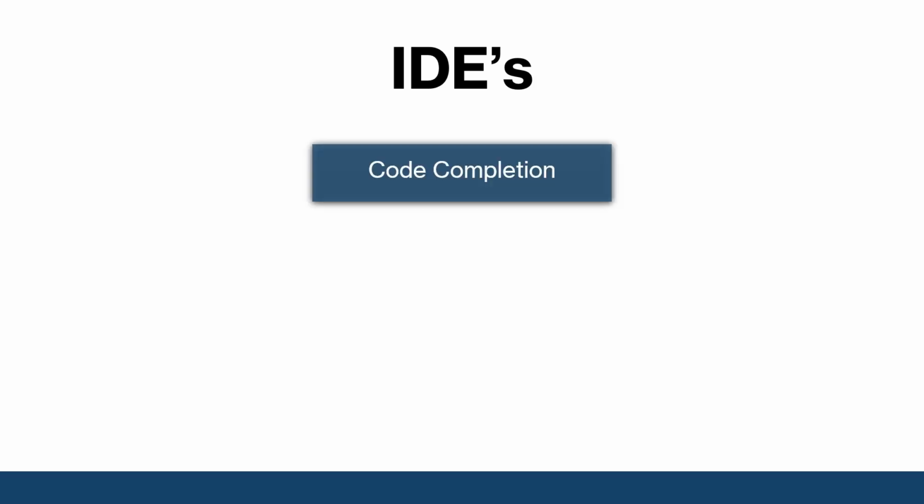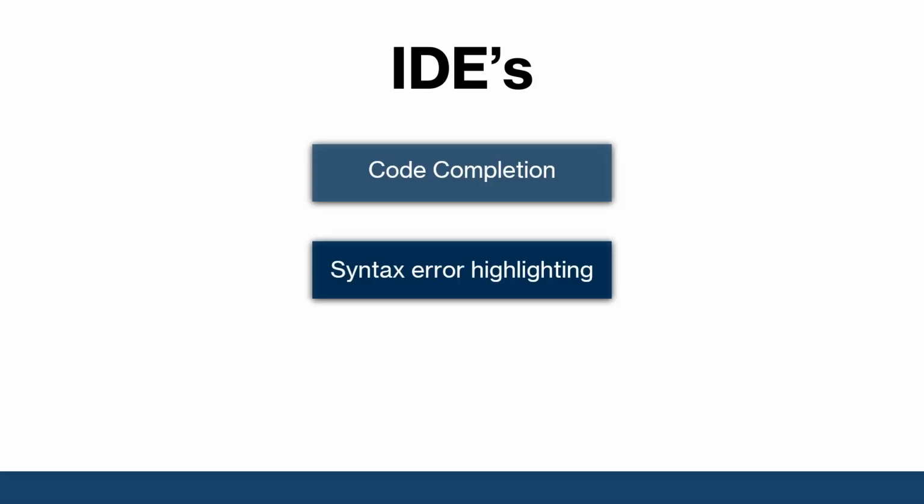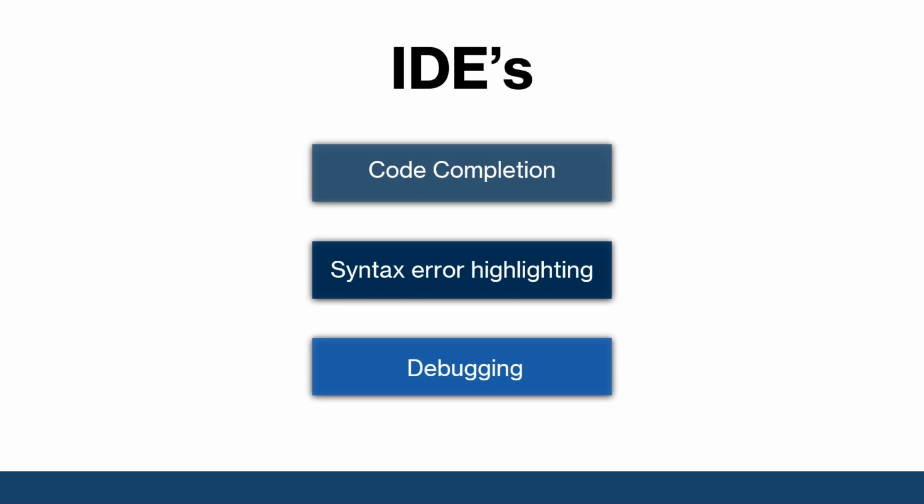IDEs come with features like code completion, syntax error highlighting, debugging, and much more. We will see these in action later. So our IDE of choice for R is what's called RStudio, and this is what we will be using in this course. We will give you two options for getting R and RStudio.